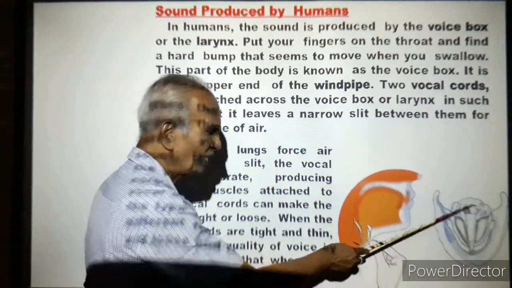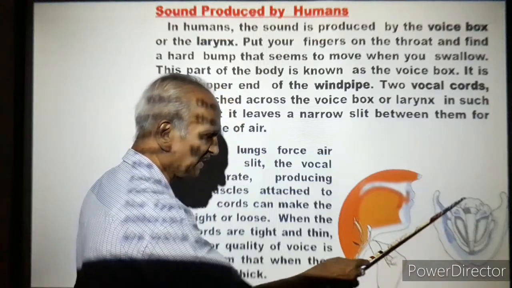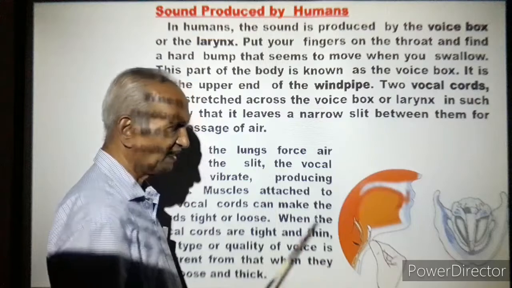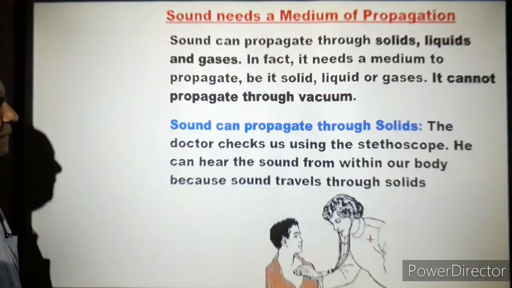And this is the larynx. This is the larynx. And the membranes are here. They are shown here. It is shown from another angle. We will move to the next concept.